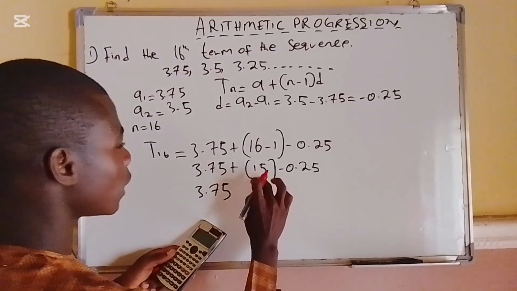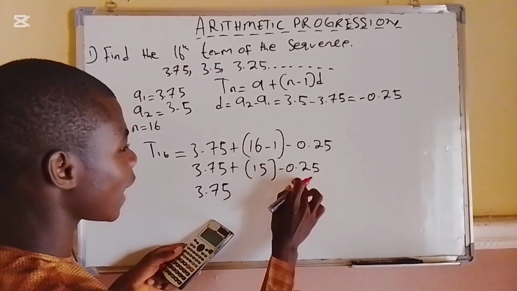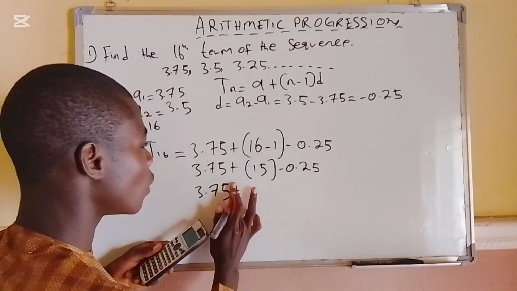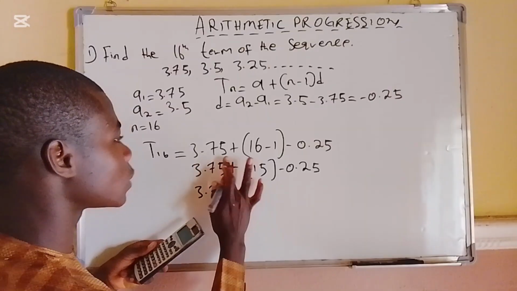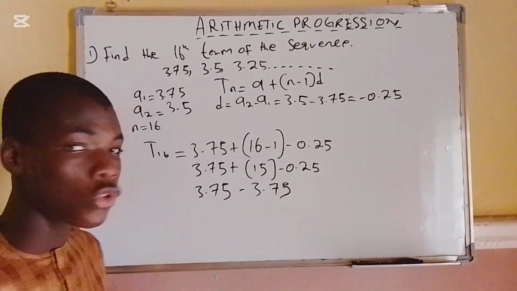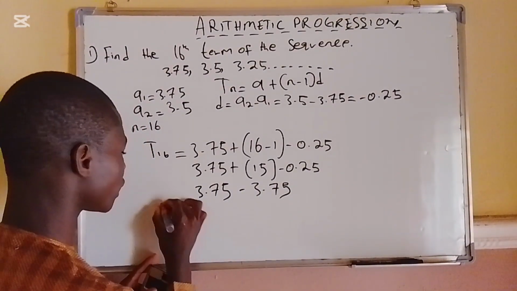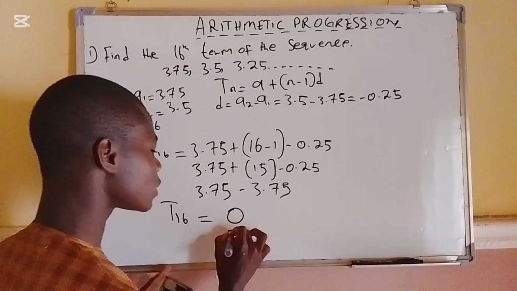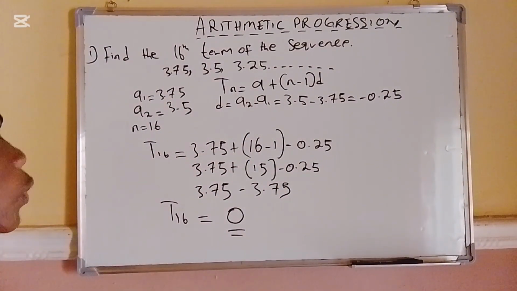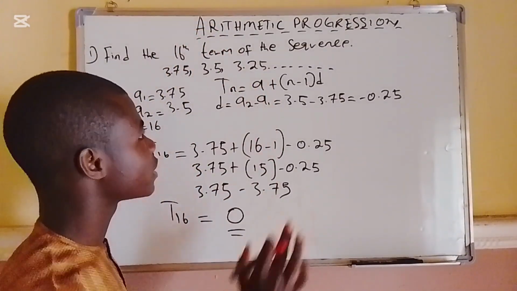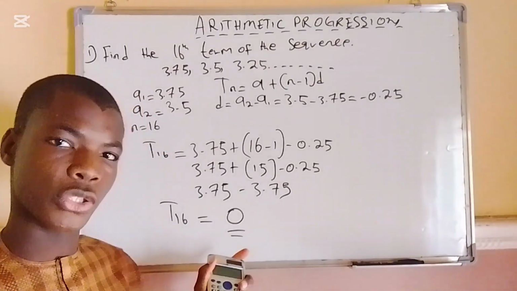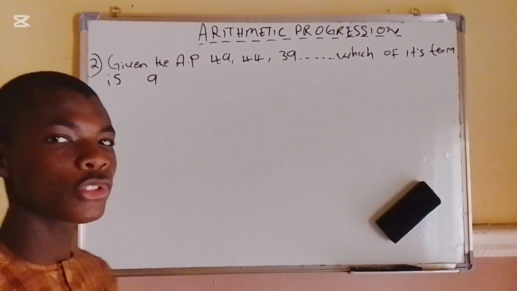So 3.75, plus 15 multiplied by minus 0.25. We have a negative sign with the 15 multiplied, so I have negative 3.75. So the final solution, T of 16, is equal to 0. This is the end of this question: find the 16th term of the sequence. The 16th term of this sequence will be 0.